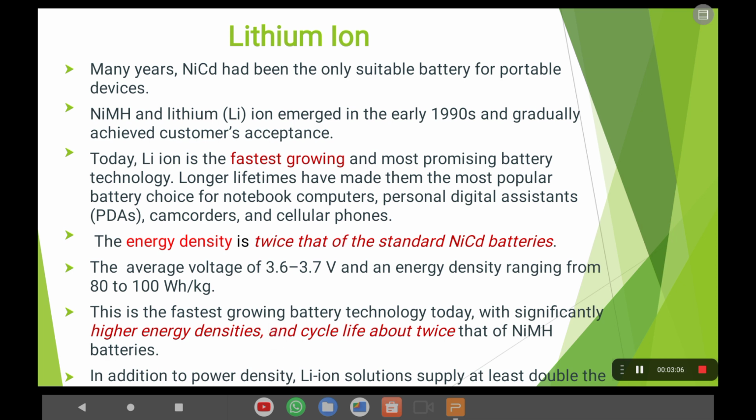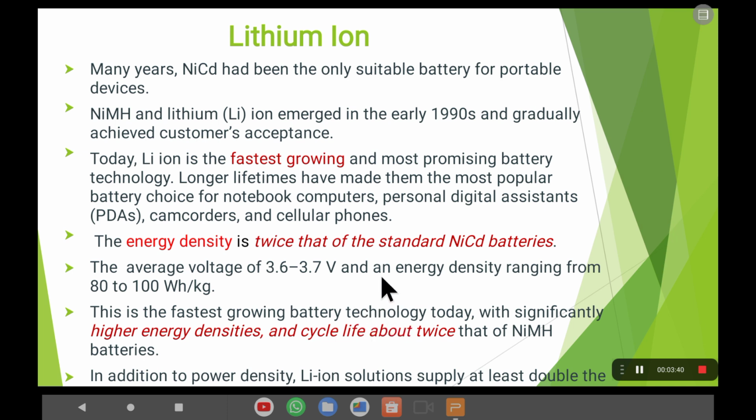The advantages are higher energy density, and the life cycle is also very high compared to nickel metal. That means the battery life in terms of years is also twice that of nickel metal. Suppose nickel metal batteries operate for 2 years, lithium-ion will last around 4 years. So that is one of the advantages of lithium batteries.